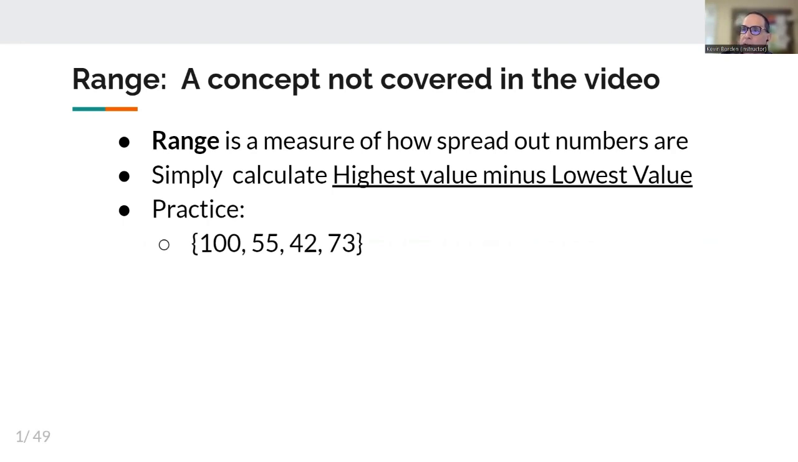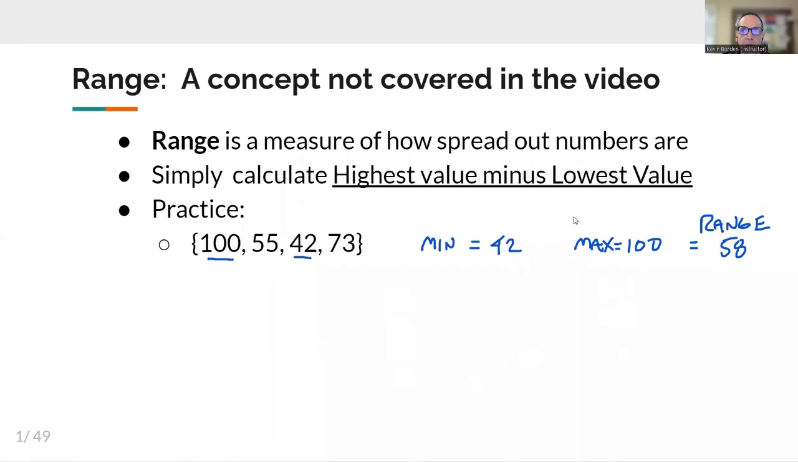So we are identifying the minimum and the maximum in this list. We look across this list and the minimum seems to be 42. So I'm going to write minimum equals 42 and the maximum is 100. Those are the two numbers that we need to find the range. And then we subtract 100, the larger number, minus the smaller number, and we find that our range is equal to 58.